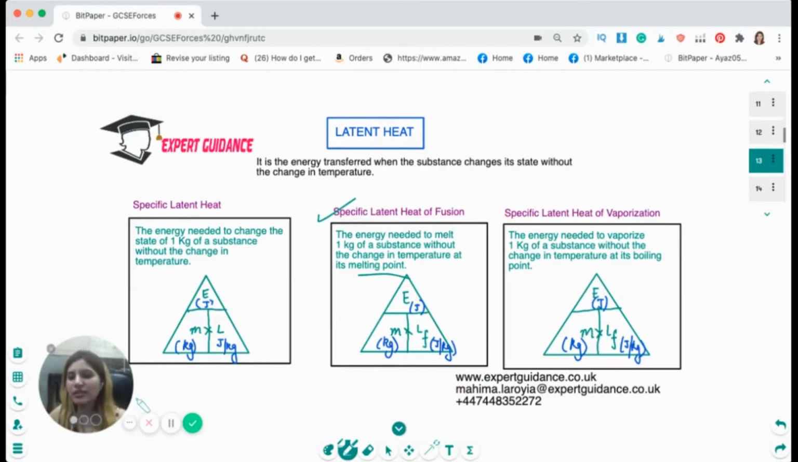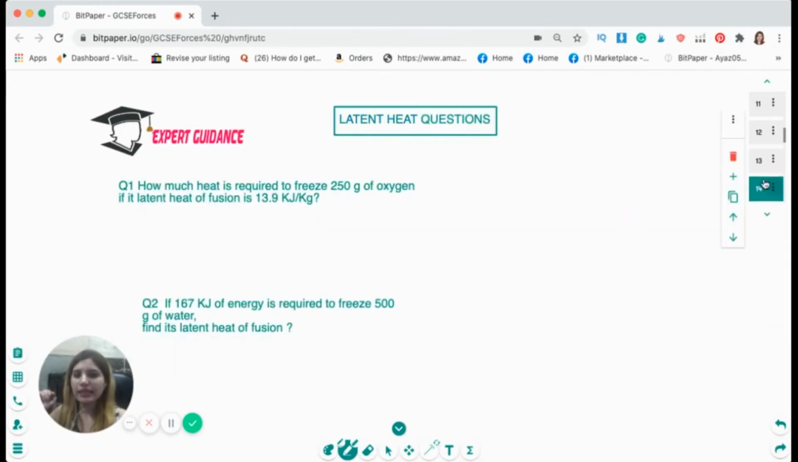Now, to work out the latent heat of any substance, we will do mass times the latent heat. The energy required will be the mass times the latent heat. The latent heat of fusion would be the energy which is needed to melt 1 kg of the substance without the change in temperature, divided by its mass. So these are the formulas. All right, now let us look at the question.